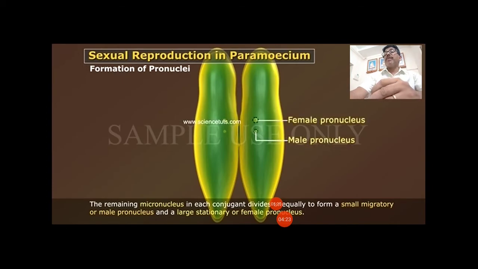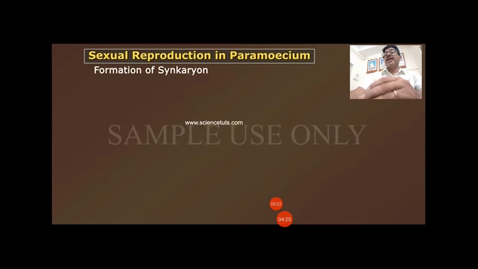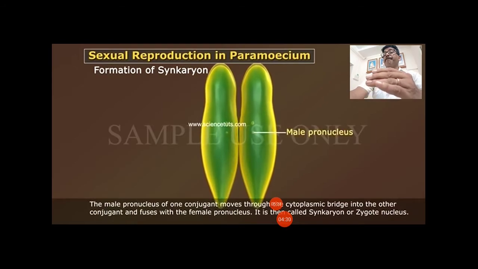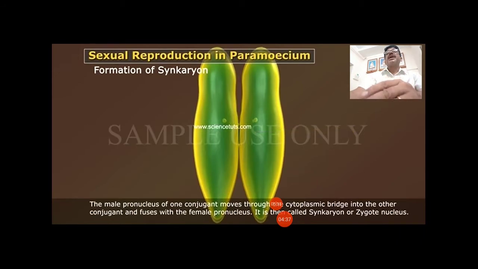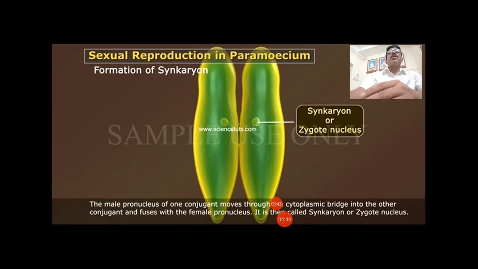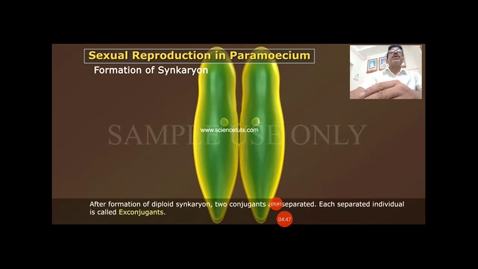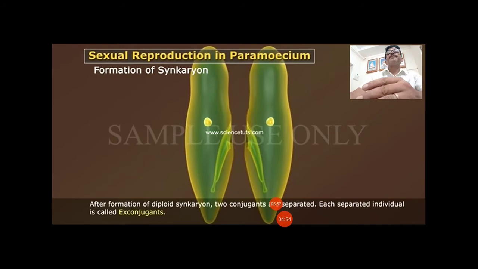or female nucleus. Formation of Synkaryon or diploid nucleus. The male pronucleus of one conjugant moves through the cytoplasmic bridge into the other conjugant and fuses with the female pronucleus. It is then called Synkaryon or zygote nucleus. After formation of a diploid Synkaryon, the two conjugants are separated. Each separated individual is called an exconjugant.